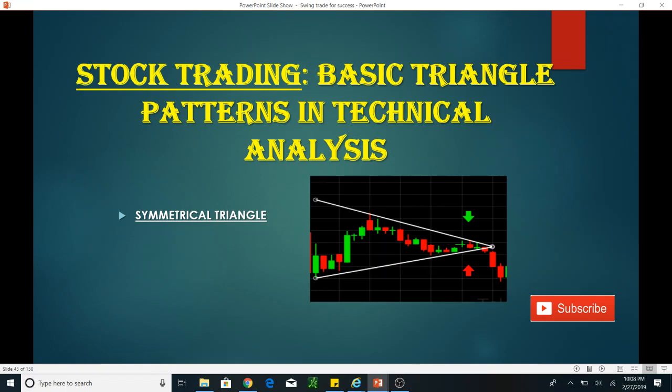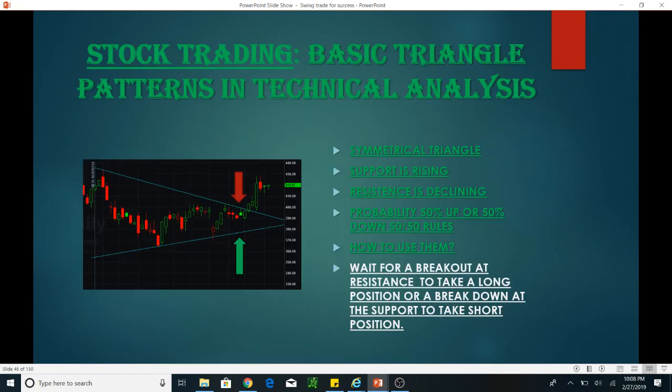So what is it, and how can we trade it? Let's get into it. Okay, so it is simple. This is a symmetrical triangle. The basic characteristic of this pattern is that the support is rising and the resistance is declining. If we look at the chart, we see the support is right here. The support is rising, and we can see that the resistance is declining. So it's forming a symmetrical triangle. This is the resistance and this is the support.